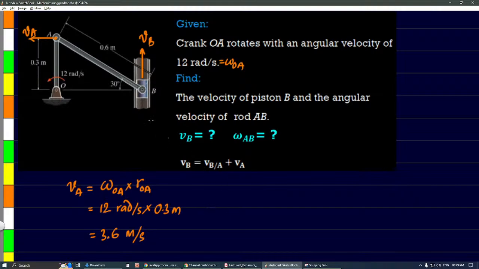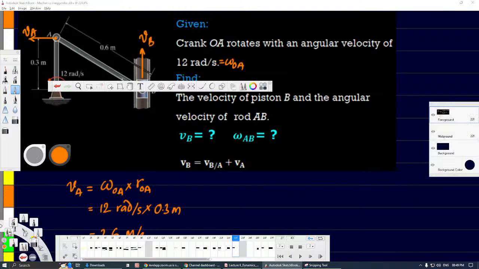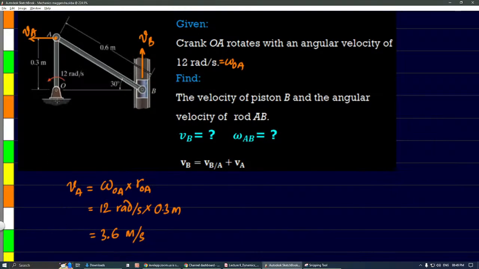So let's do it by the instantaneous center method. What is the instantaneous center for VA and VB? From VA we have to draw a perpendicular, and for VB also we need to draw a perpendicular. Both of them are meeting here. So this is our instantaneous center. Now we should take this instantaneous center and find it.